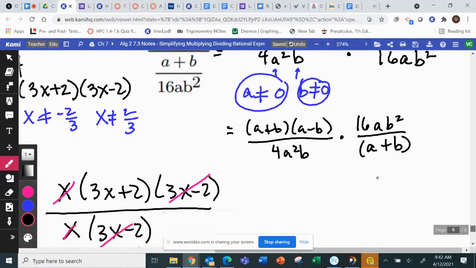And then we do our domain restriction again. And we have that A does not equal 0, B does not equal 0 for these two here. But over here, we have to put A plus B does not equal 0. And it doesn't matter which variable you solve for. So I'm just going to solve for the first variable. A cannot equal negative B. So this is a new domain restriction.